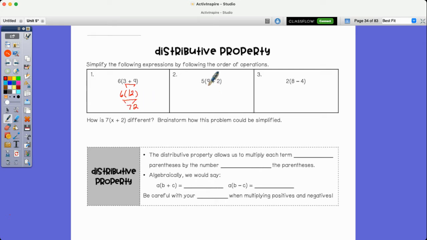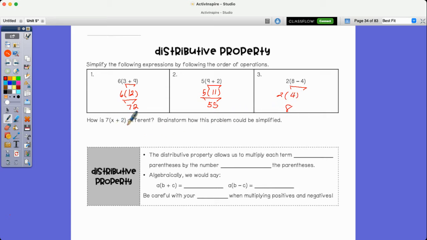Okay, we're going to do this one here. Inside parentheses first gives me 11 times 5. 5 times 11 is 55. 8 minus 4 is 4, times 2 is 8.